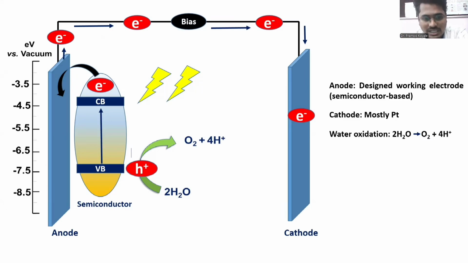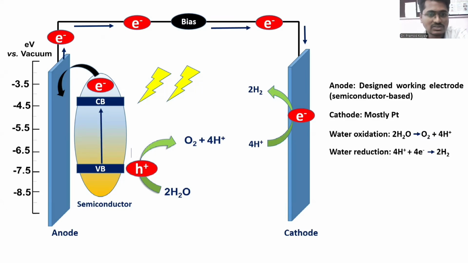Whereas the 4H+ ions generated at the anode are transferred towards the cathode. So these 4H+ ions plus the electrons that actually gathered at the cathode are supposed to react with each other for the reduction reaction. So in the water reduction reaction, by treating the 4H+ ions with electrons, we are getting hydrogen gas molecules at the cathode by means of photoelectrochemical water splitting. So this is the basic photoelectrochemical water splitting mechanism, which is responsible for the oxygen as well as hydrogen production.